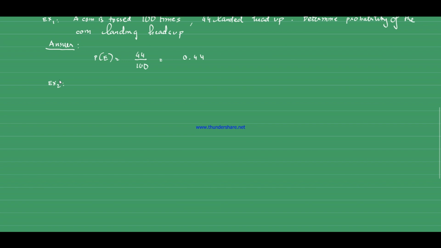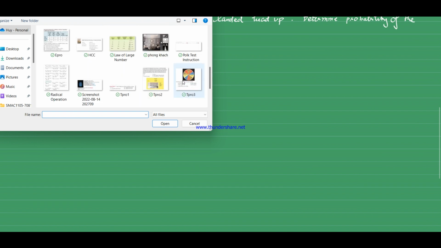In the second example over here, we talk about the law of large numbers. The law of large numbers states that if the experiment is performed many times, then in the end the empirical probability will become the theoretical probability. Okay, now I want you to look at this one right here.